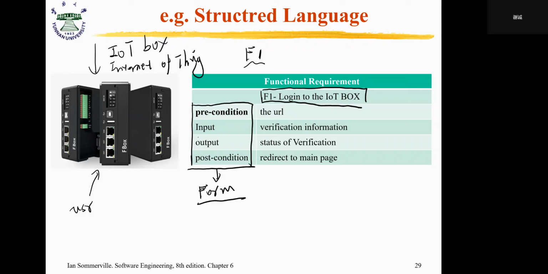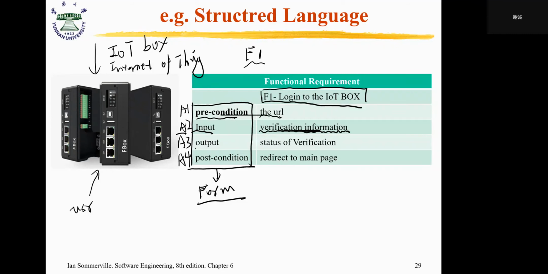Then you give the attributes, like the first one, A1, A2, A3, A4. A1 is for the precondition. Precondition means that you need to put some URL to get the login page. Then A2, you must input something. For this function, you need to input the verification information, okay? Verification information.